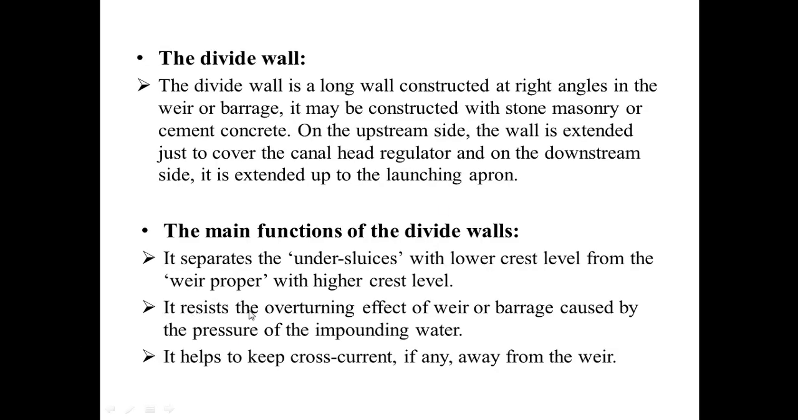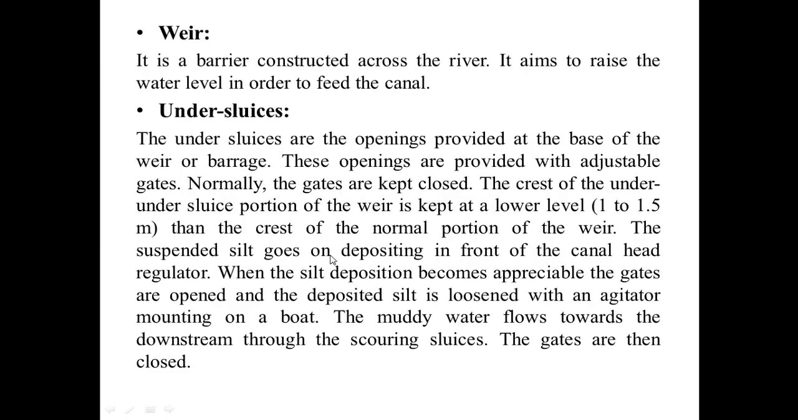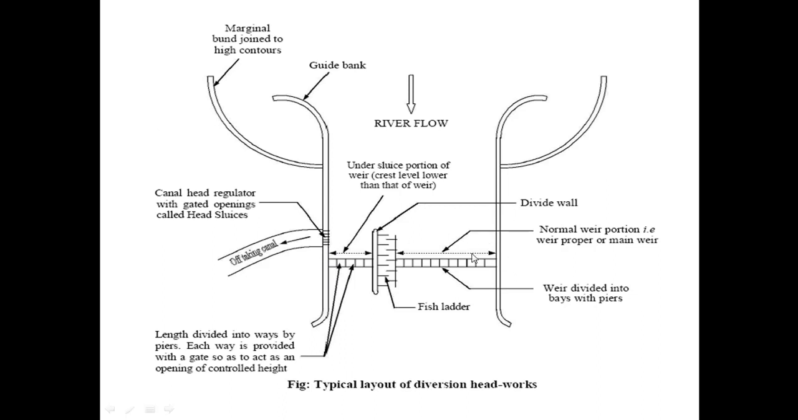Number 2, it resists the overturning effect of the weir or barrage caused by the pressure of the impounding water. When we construct a diversion headwork by constructing a weir, the water comes and is deposited here, impounded or stored here. As a result, it applies pressure on the structure. So this divide wall helps in the stability of the structure, as the impounding water tends to overturn the structure, and this divide wall helps the structure against the overturning effect of the storage water.